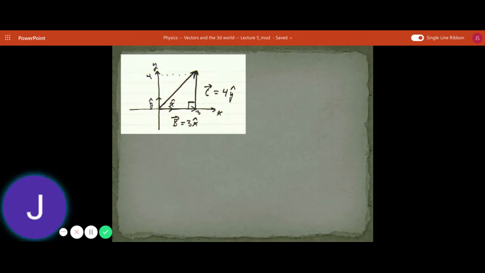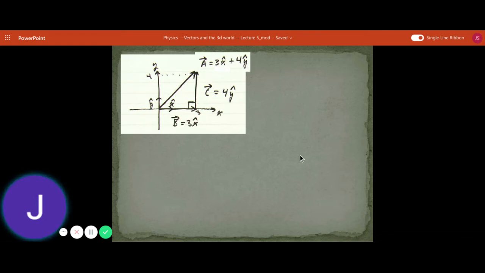All right, here is a vector right here, not labeled, but it has an x component of 3x hat and a y component of 4y hat. And I want to find the original vector. Well, you should recognize that as your 3, 4, 5 right triangle. And if you don't, you could write the vector, call this vector A, as 3x hat plus 4y hat.